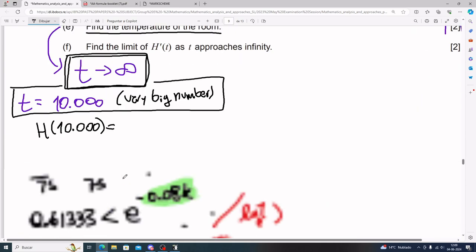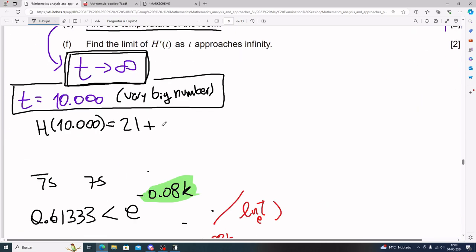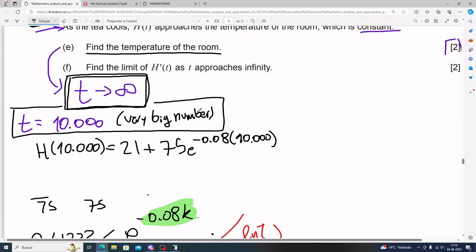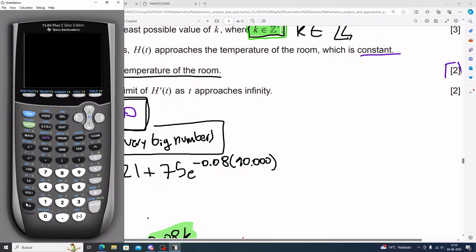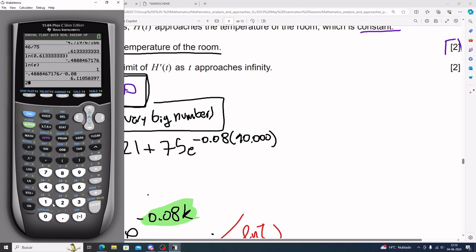and you end up with 21 plus 75e to the power of negative 0.08 times 10,000. All right, so this will be the temperature of the room because it's just after a really long amount of time. See? So if you go ahead and plug this into your calculator, you end up with 21.